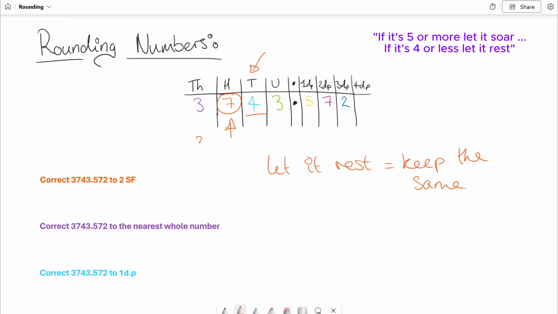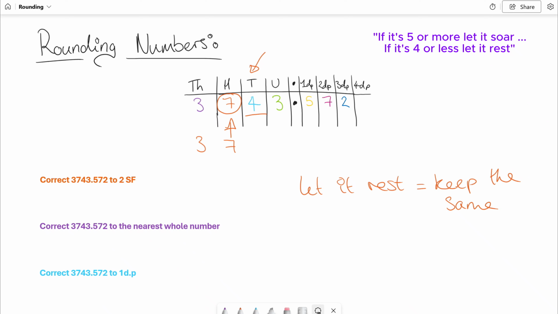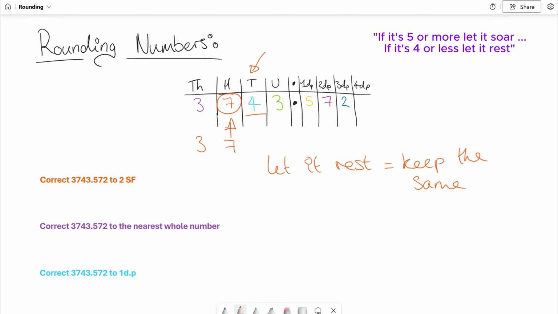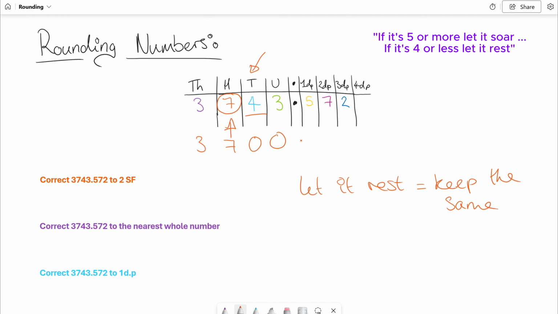Okay, so we're going to write our 3 because we haven't done anything to that 3. We're going to keep 7 the same. The one that we were interested in, the second significant figure, has already been kept the same. Now any number after the number we've underlined is going to turn into a 0. Now this is 3,743.572 corrected to the second significant figure. We just got to clean it up a little bit because when there are zeros in the decimal places, we don't need them. So the answer to the first question is 3,700, and that is correct to 2 sig fig.